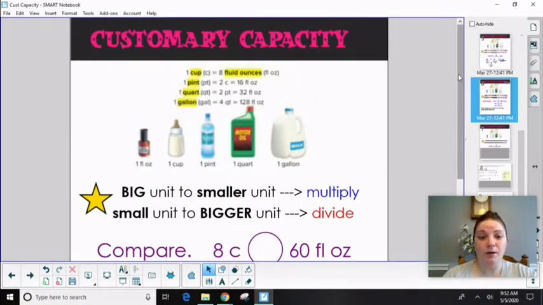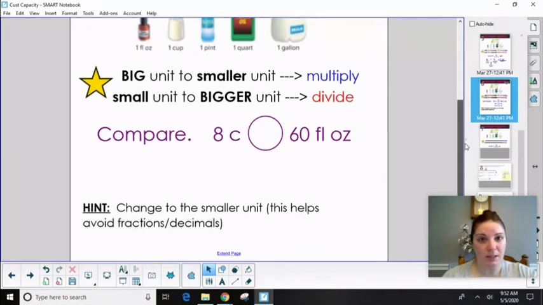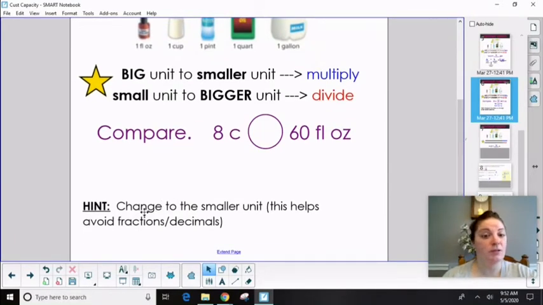All right, let's make a comparison now. If we have 8 cups and 60 fluid ounces, the same hint that I've been telling you: when you have a comparison, it's best to change to the smaller unit, because then you're not going to have fractions and decimals to deal with. So what's smaller, cups or fluid ounces? Fluid ounces are smaller. So let's change the cups to fluid ounces. So we're saying 8 cups equal how many fluid ounces? Rewrite your given number, 8.